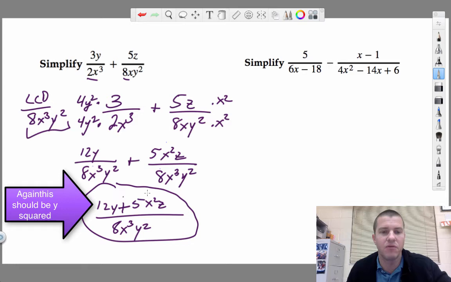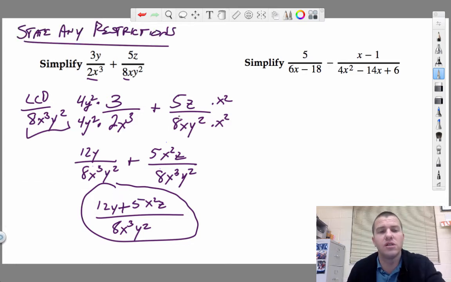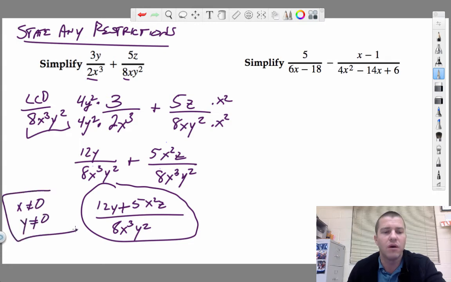If these two would be able to combine or simplify, then you simplify it. To state any restrictions, we're stating what the variables cannot be. And because you have an x in the denominator and y is in the denominator, that means x cannot equal 0 and y cannot equal 0 as well, because you're not allowed to have a 0 in the denominator.